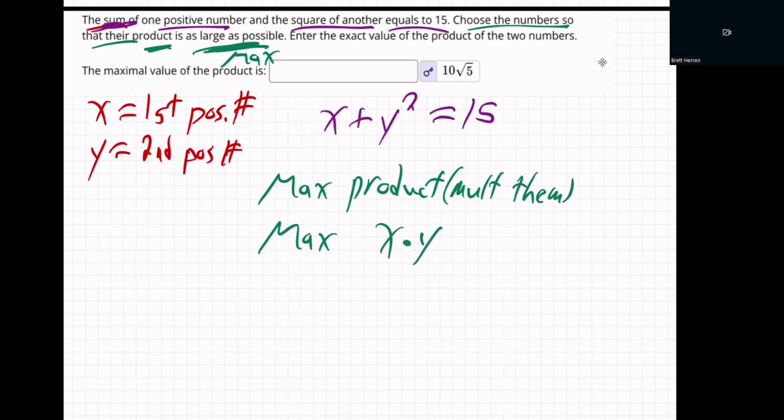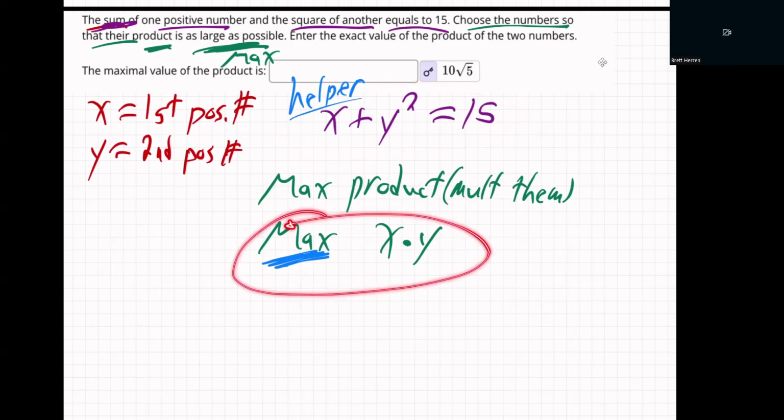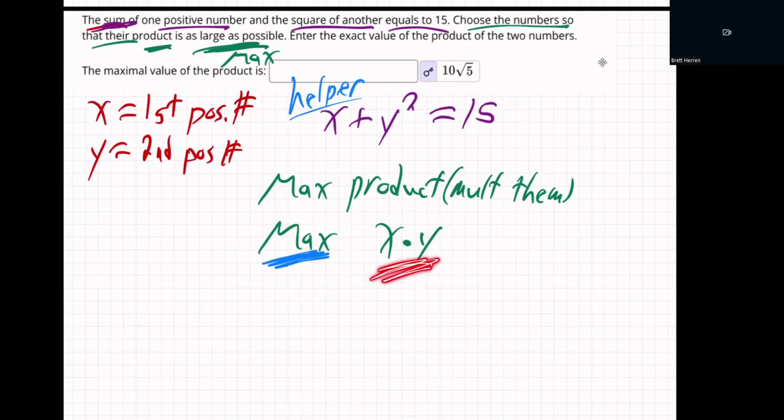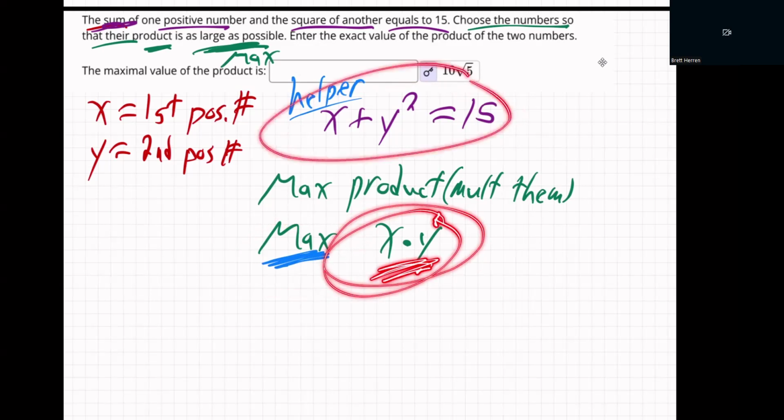Okay. So here's where I want to help you because when you have all these equations, it can be very confusing. Here's how you want to think about it. We have two equations. We have this one, and I'm going to call this guy the helper. And then this one here is the one we're trying to maximize. It's not equal. Notice we just want to maximize this. So we have one formula we're trying to maximize and another equation that they give us.